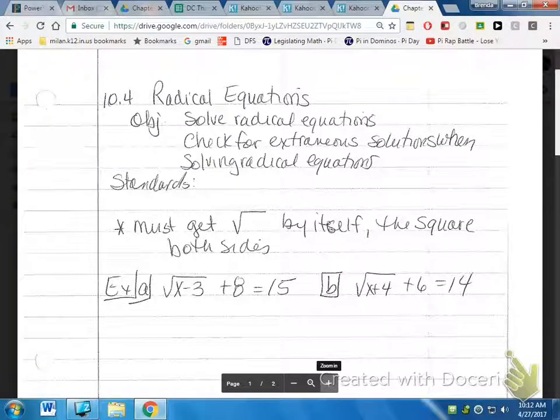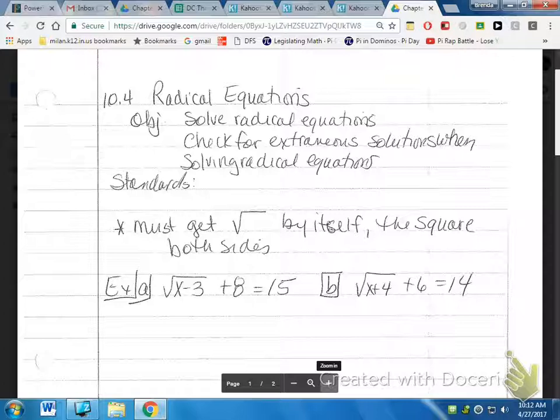Lesson 10 for radical equations. Our objective today is to solve radical equations and check for something called extraneous solutions. Everything we've done so far was radical expressions. There were no equal signs involved, and now today we change it up. Equal signs are involved, and every time that happens, you're looking for a value of a variable. That's what it's all about.